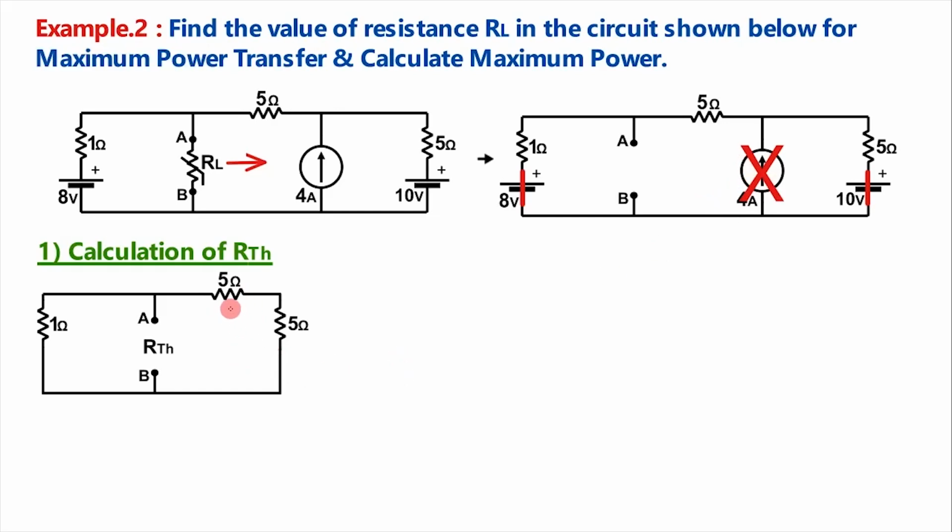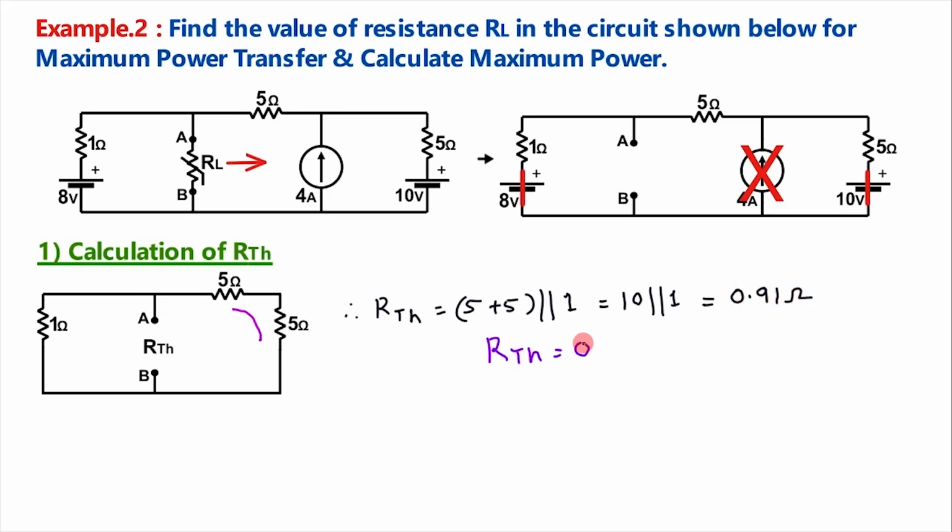In this circuit, this 5 ohm and 5 ohm are in series. That is, this becomes 10 ohm, which is in parallel with 1 ohm. Therefore, RTH is equal to 5 plus 5, which are in series, in parallel with 1 ohm. That is 10 ohm in parallel with 1 ohm, which gives the value 0.91 ohm. So, RTH is equal to 0.91 ohm.